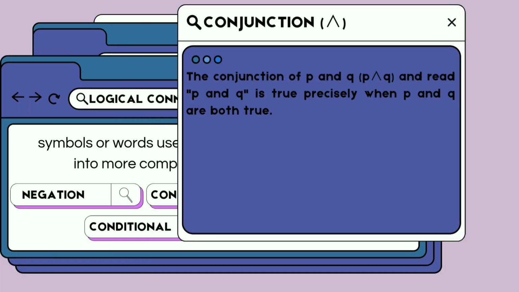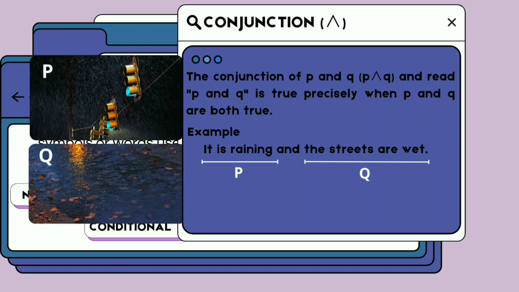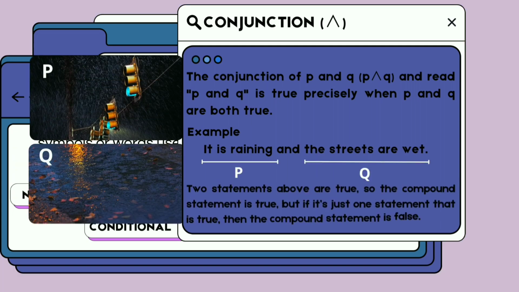The second is conjunction. This connects two statements and is only true when both statements are true. Example, it is raining and the streets are wet. P represents it is raining and Q represents the streets are wet. The two statements above are true, so the compound statement is true. But if only one statement is true, then the compound statement is false.